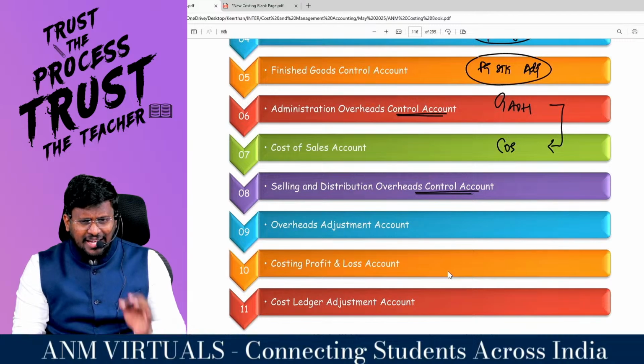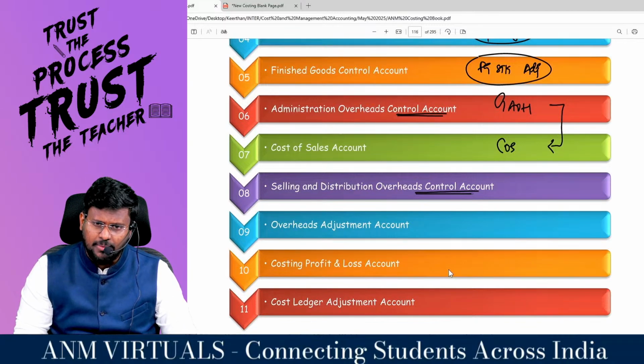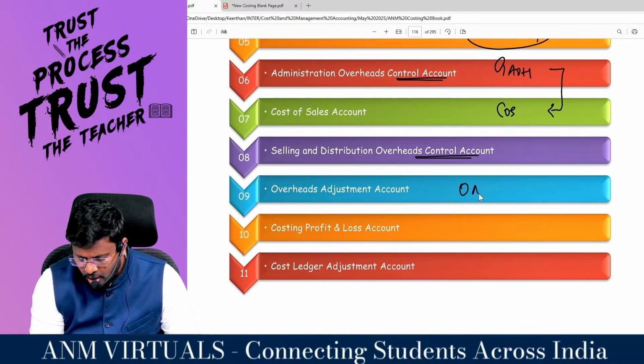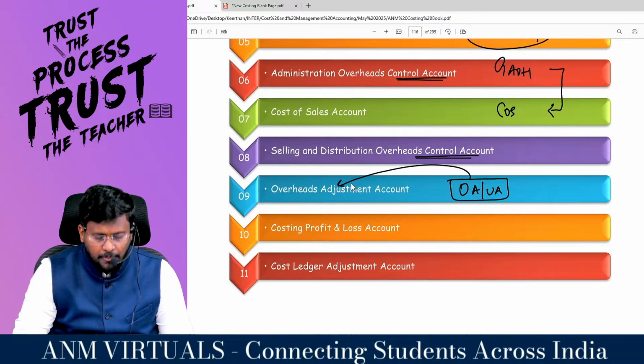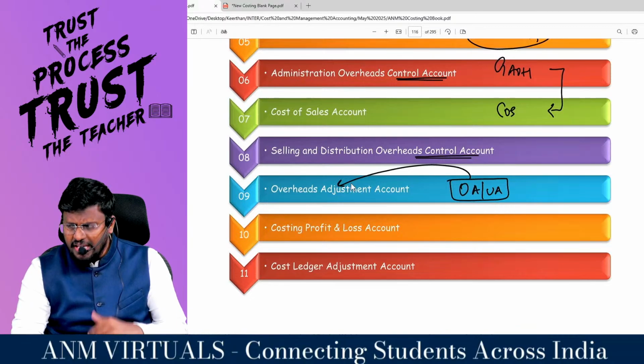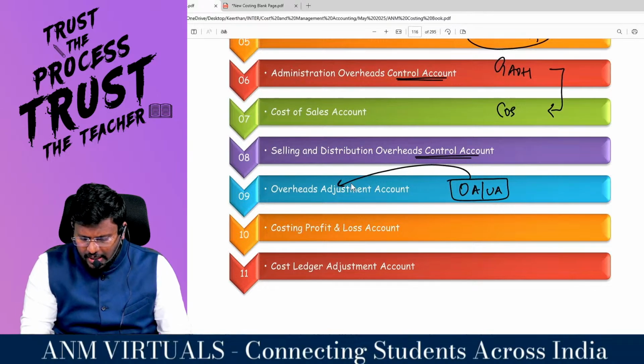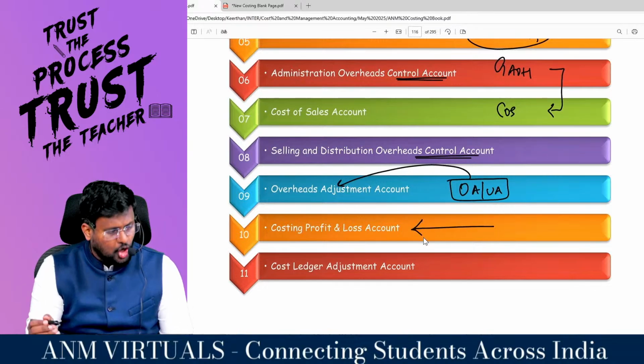Surely there will be over absorption or under absorption. That over absorption or under absorption will be recorded in the overhead adjustment account. And finally, that over absorption or under absorption will be transferred to the costing P&L account.